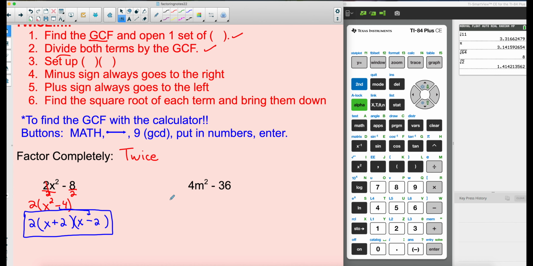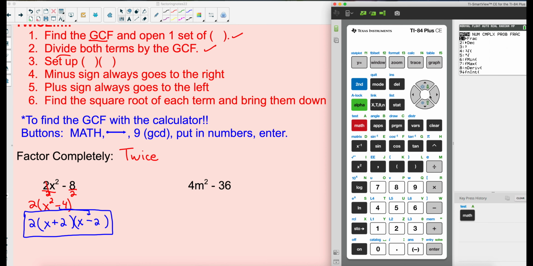Now, let's say you're looking at this problem. Even though these are all perfect squares, you have to look for a greatest common factor first. So let's go to the calculator. It says hit the math button. Guys, here's your math button right here. You hit math. You hit the right arrow. Notice number 9 says GCD, greatest common denominator. That's the same thing as the greatest common factor. Okay, so you hit enter.